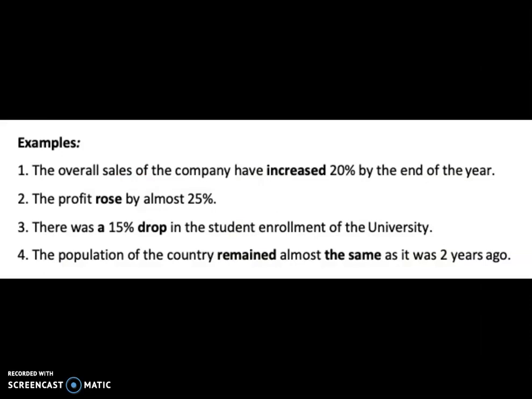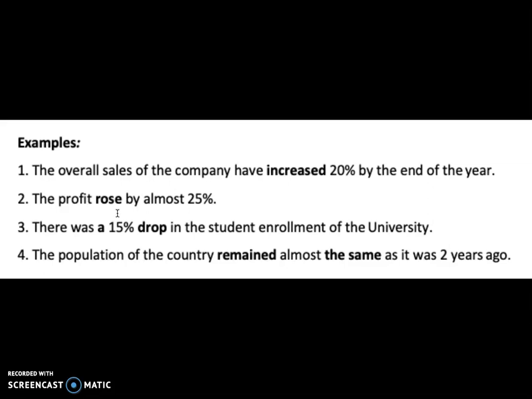Here are some examples. The overall sales of the company have increased 20% by the end of the year. So that means that the sales went up. That could be represented on a line graph, or it could be represented on a bar graph if it was like a bar graph representing, let's say, sales by week or by month. Here's another one. The profits rose by almost 25%. Same thing, depending on how you want to represent it.